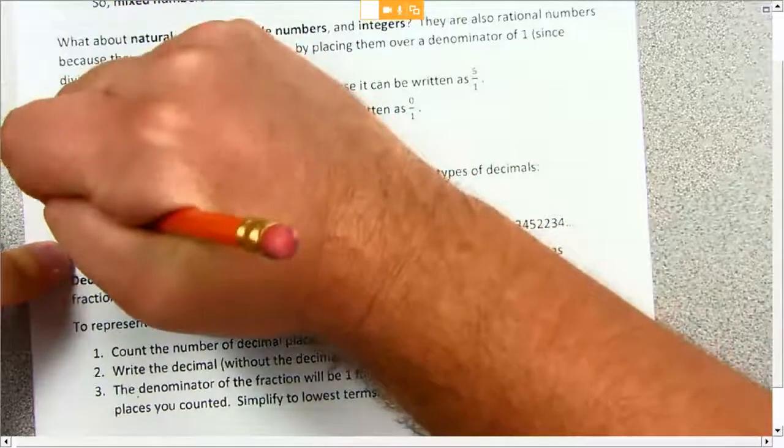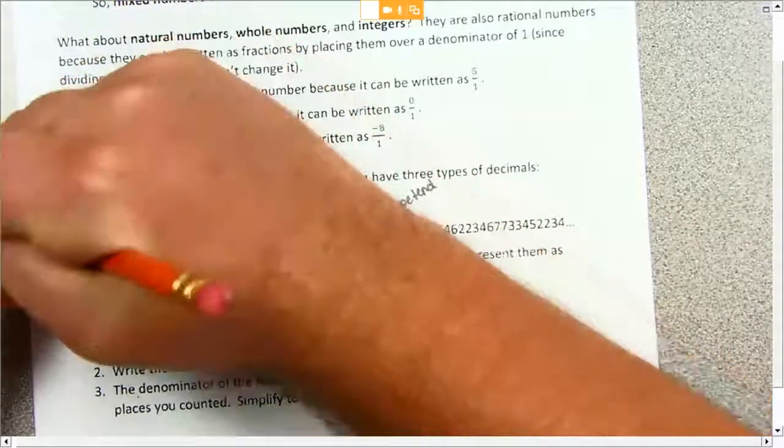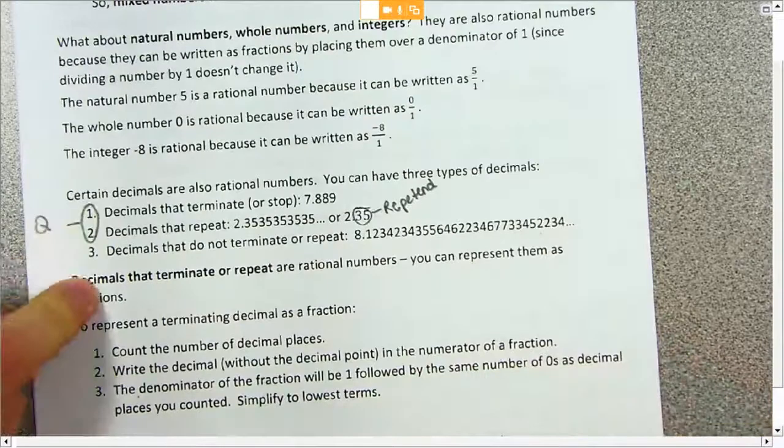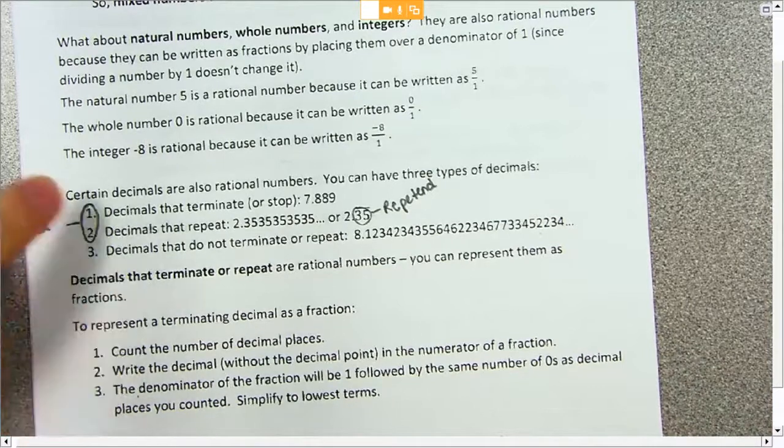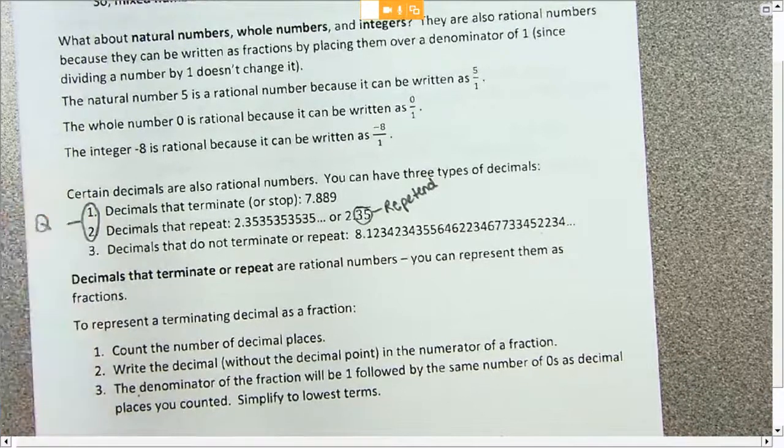So, the first and second type of decimal, those are rational numbers. The third type of decimal is not, okay? So we're going to talk about what kind of number that is in a minute. Let's now focus on the first two types. So, decimals that terminate are rational numbers. So you might be given a decimal that's a terminating decimal, and I might ask you to show me that it's a rational number by writing it as a fraction, right?